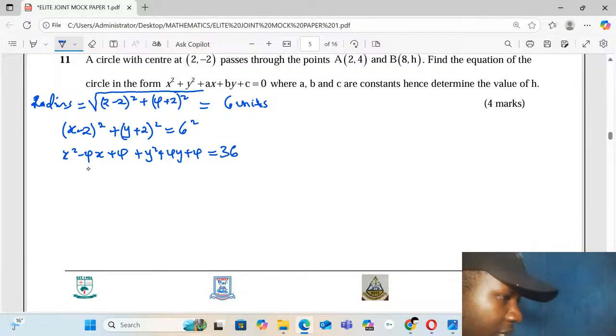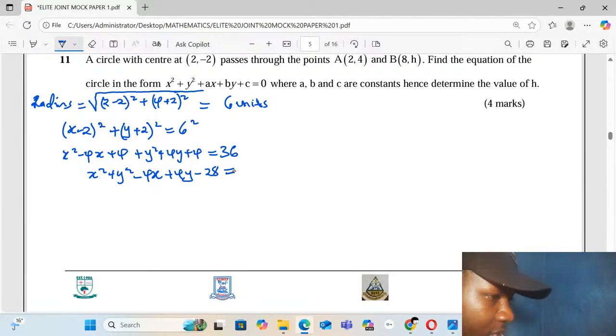So that we have x squared plus y squared, then minus 4x, then plus 4y, then minus 28. Minus 28 gives us 0. That is after collecting like terms. We are collecting like terms, so that we have that.